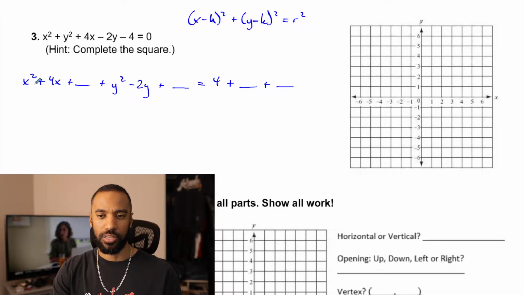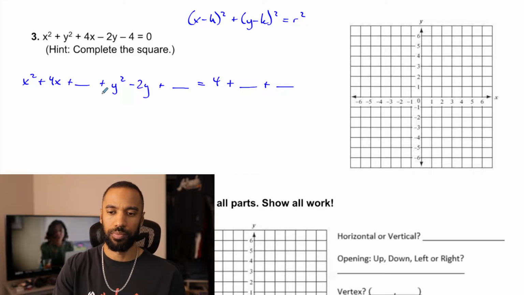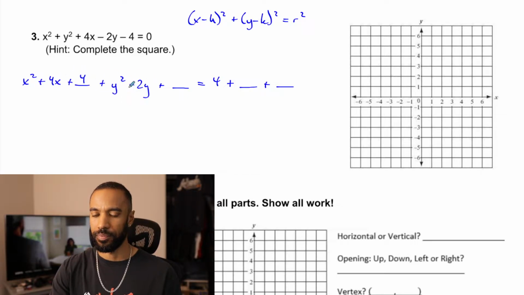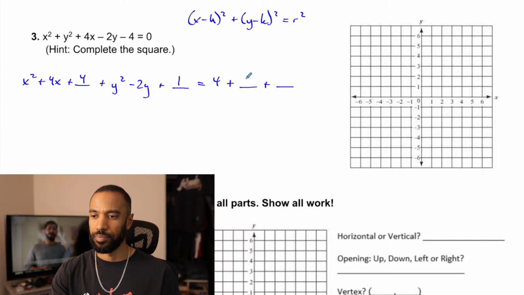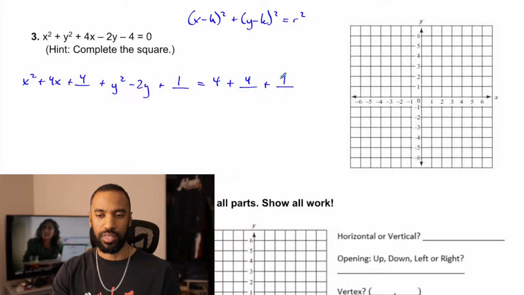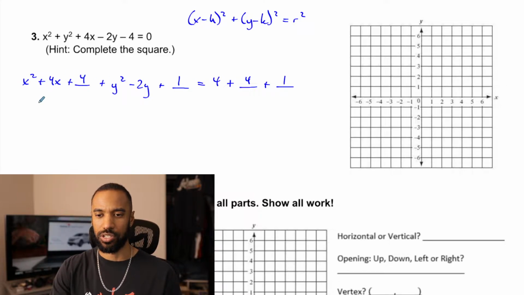Remember what we do for completing the square. This is a 1x squared, we're good. 4 divided by 2 is 2, squared is 4. Negative 2 divided by 2 is negative 1, squared is 1. So I'm going to add 4 and 1 to this side. And now I will factor this down right here.